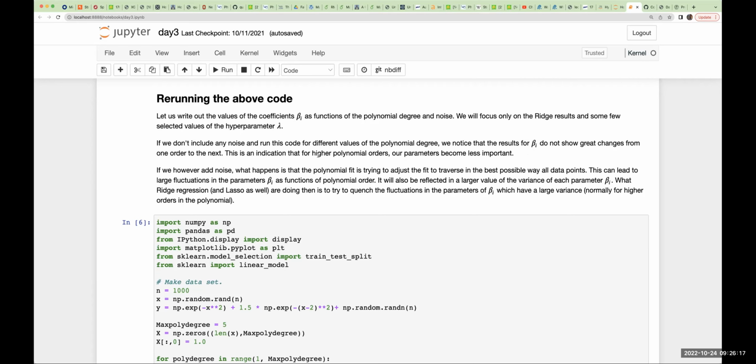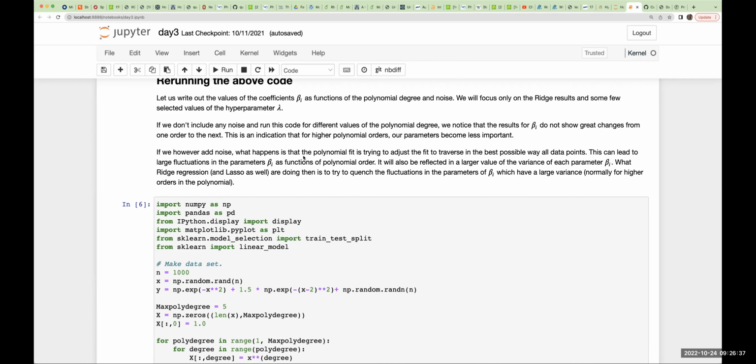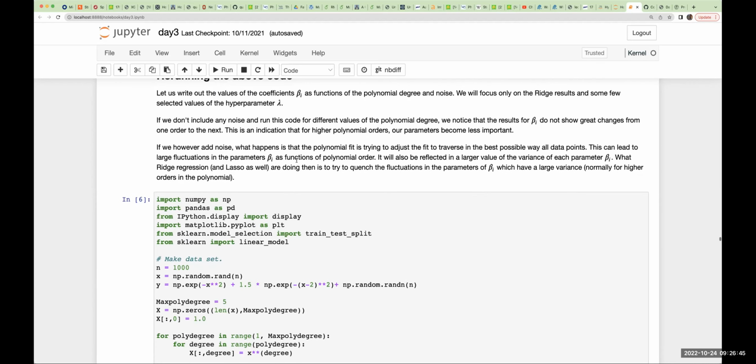That is an indication that for higher polynomial orders, our parameters become less important. So we are getting a better and better fit, but most of the weight is carried by the low order degrees of the polynomial. If you add noise, on the other hand, what happens then is that the function values we want to reproduce are going to fluctuate much more. And what happens then is that the polynomial fit is trying to adjust the fit in order to go through and represent all the data points and give the best possible representation of the data points.